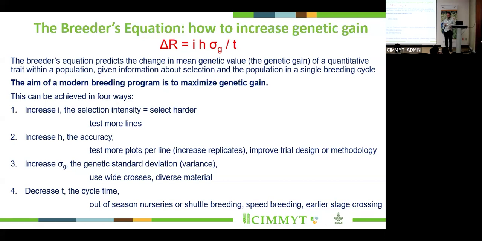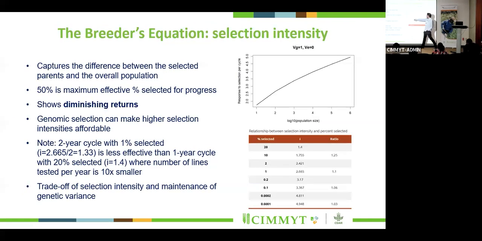Yeah, I'll come to the trade-offs part in the rest of the talk. This is the response to selection per cycle, essentially based on the selection intensity. This is the log of the population size. It's almost linear with the log, so this has really got diminishing returns. If this wasn't on a log scale, it plateaus very quickly. And you can see that in the table down here.